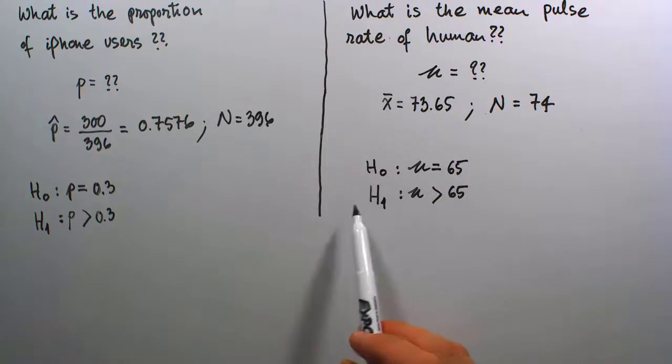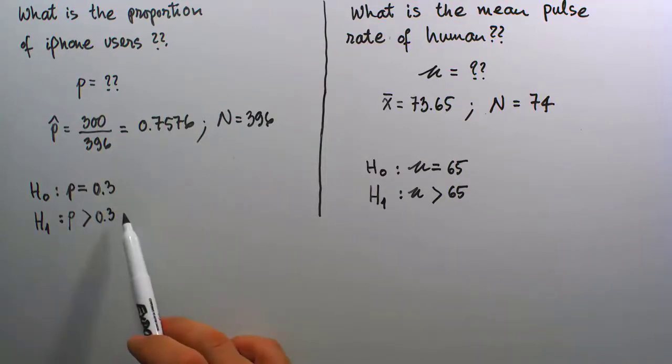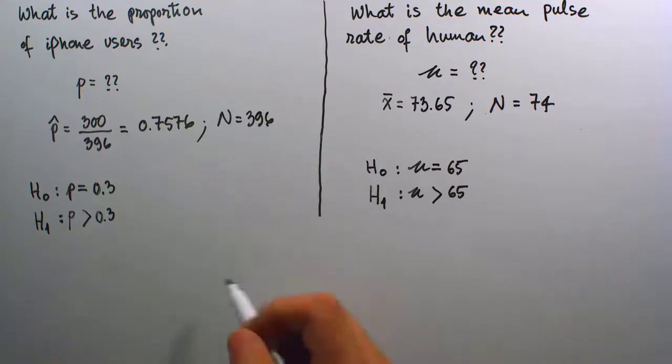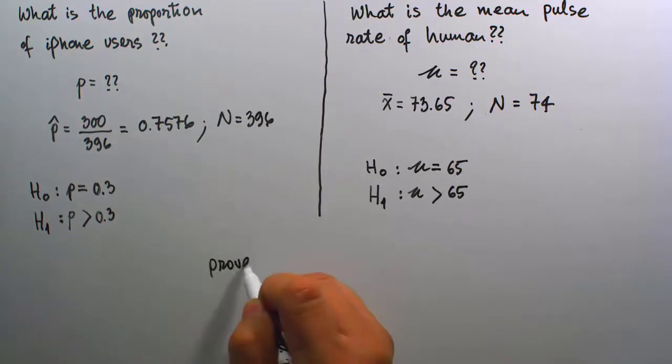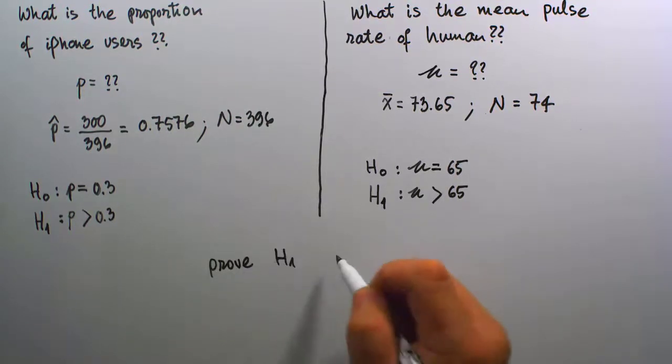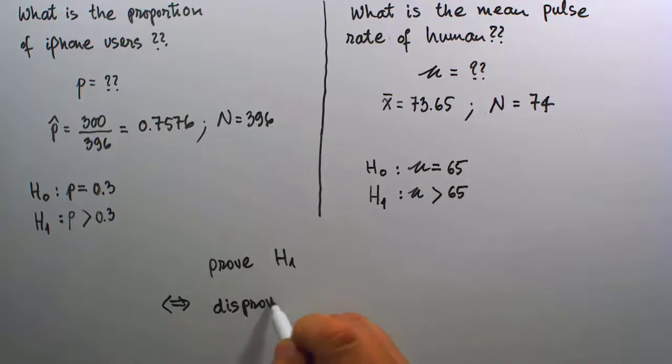And so now we know that we're trying to prove H1. We will always try to prove H1 to be true. So the whole idea of the logic here is that we're trying to prove H1. But proving H1 also means the same as disproving H sub 0.